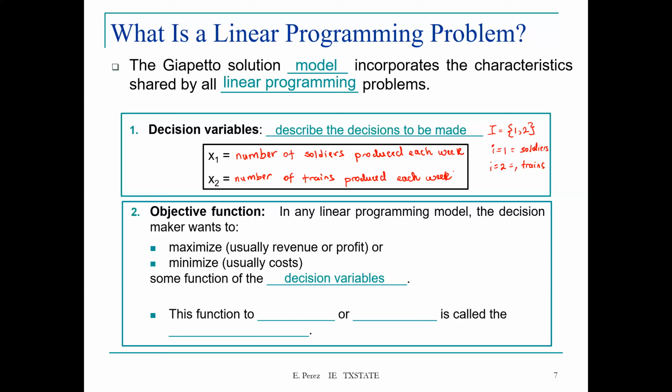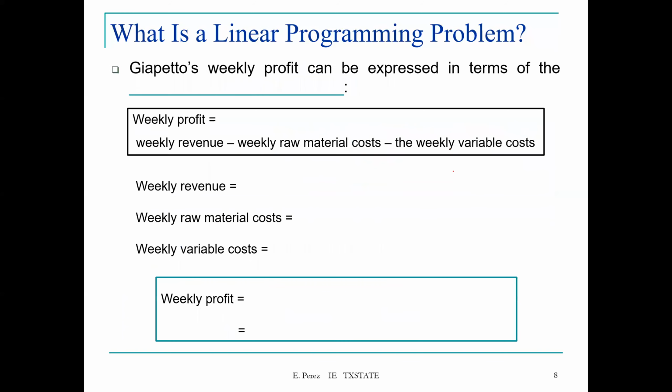The objective function is always in terms of maximizing or minimizing something, and these are functions of the decision variables. So we are going to define a function that uses the decision variables and try to maximize or minimize it. This function to maximize or minimize is called the objective function.